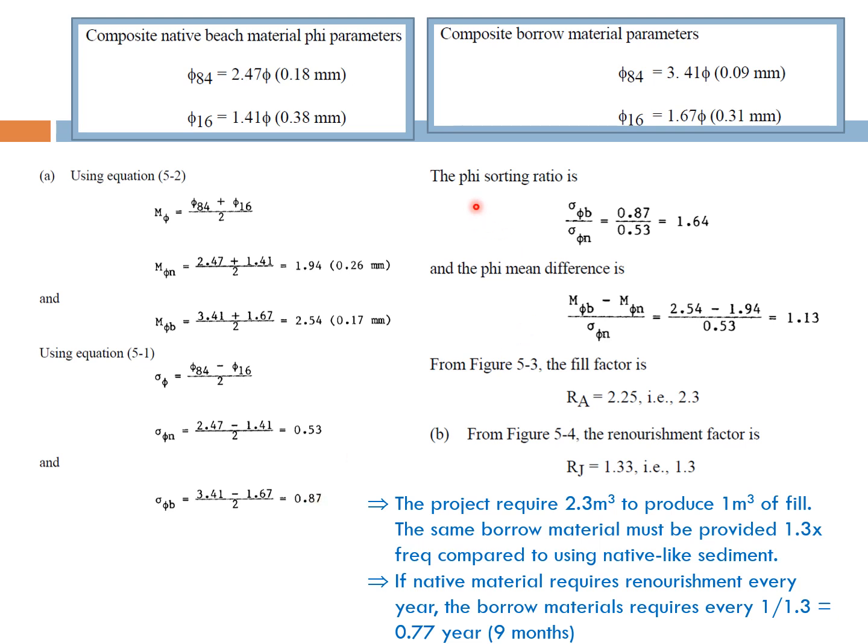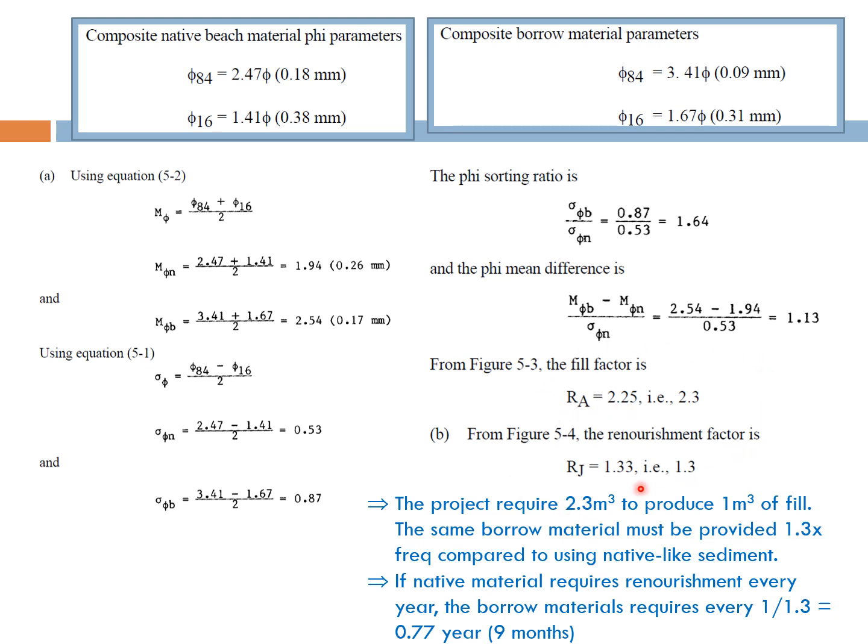We will now work out the sorting ratio, sigma b over sigma n, which is 1.64, and the phi mean difference, which is given as 1.13. So now using these two values, we will obtain the overfill factor Ra from the graph, which is approximately 2.3, and we also obtain the Rj value, the renourishment factor, which is approximately 1.3. So this is what it means.